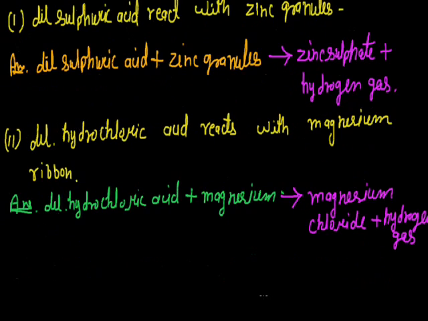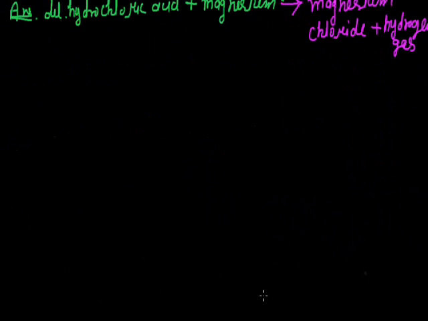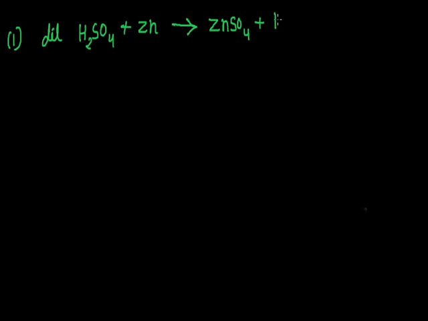Now we are also writing the balanced equation for both of them. For the first, the balanced reaction: dilute sulfuric acid means H2SO4. It reacts with zinc granules, that is Zn. After the reaction, the products are ZnSO4 plus hydrogen gas. So this is the complete balanced equation for the first problem.